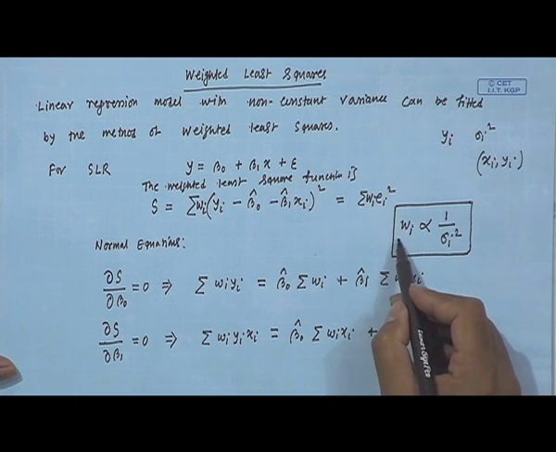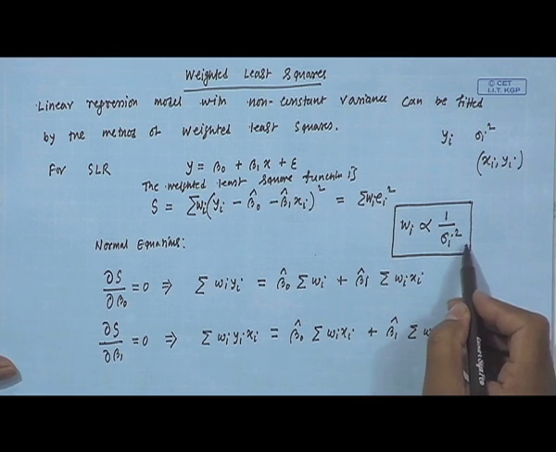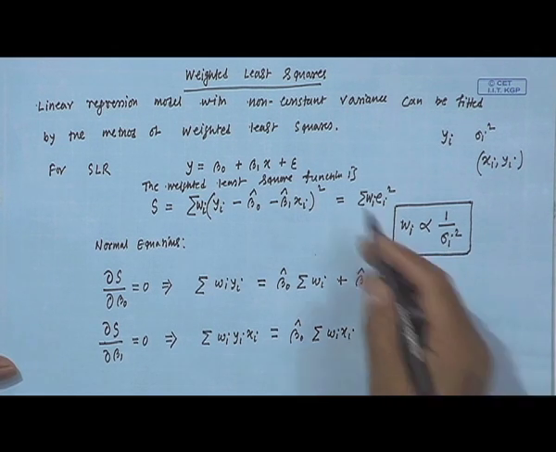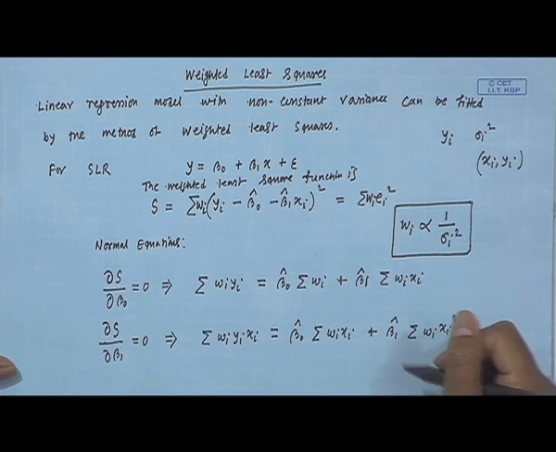First of all, why is this weight proportional to 1 by sigma i square, and how to get this sigma i square? I just gave an idea of what weighted least square is. This is very similar to ordinary least square, but here we are giving weight w_i to the ith observation, and that w_i is proportional to 1 by sigma i square. But how do I get this sigma i square, and why is the weight proportional to 1 by sigma i square, that I am going to tell in this class only. Okay.